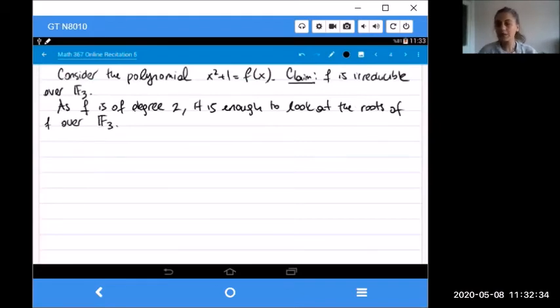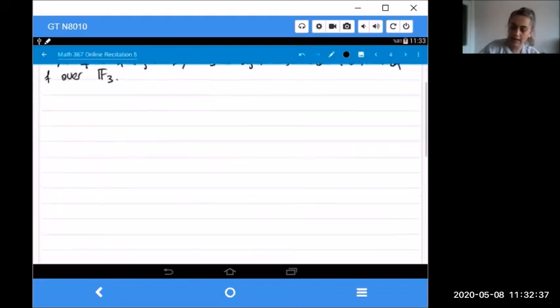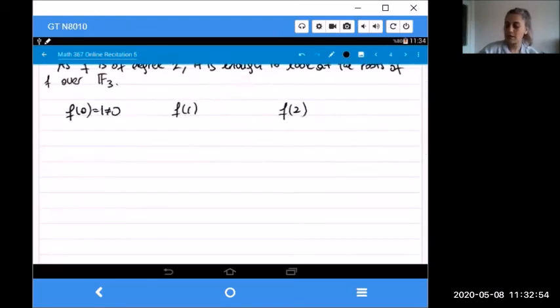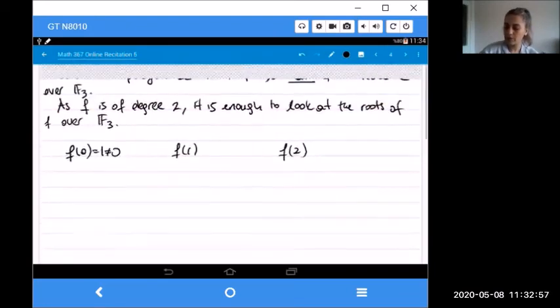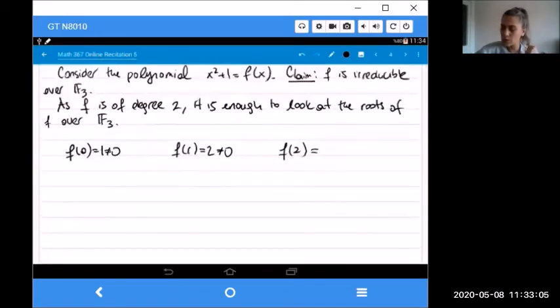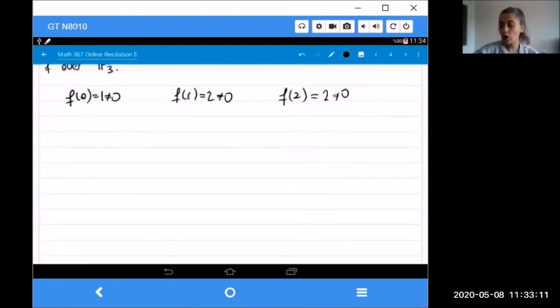Now we have only 3 elements in F3, so it is enough to look at f of 0, f of 1, and f of 2, which are all elements of F3. F of 0 is just 1, different from 0. F of 1 is equal to 2, which is different from 0. And f of 2 is equal to 4 plus 1, 5, which is 2, different from 0. Okay? So we have no roots of this polynomial over F3.